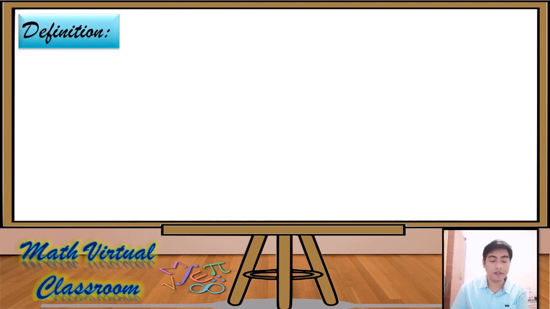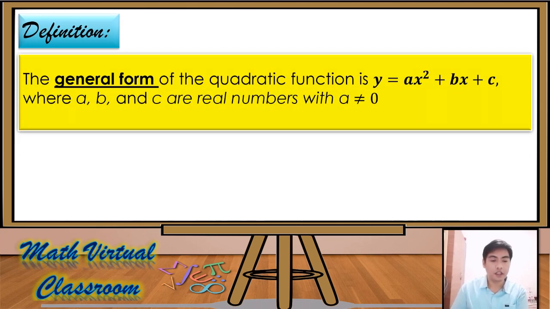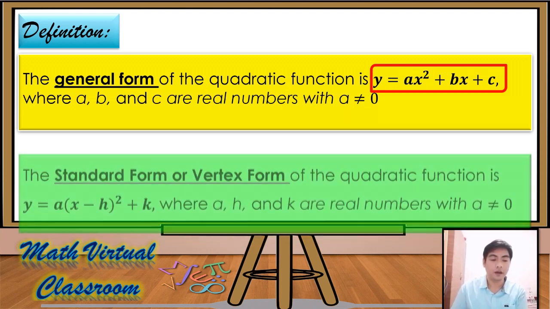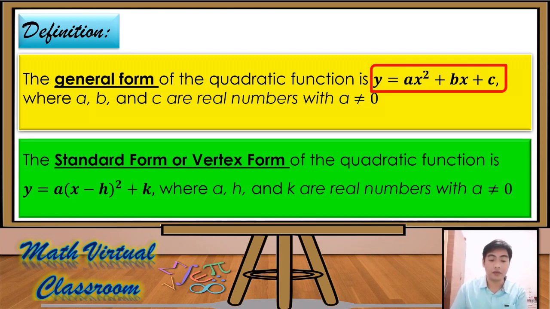Let us first have some definitions. The general form of the quadratic function is y equals ax squared plus bx plus c, where a, b, and c are real numbers with a not equal to 0. While the standard form or vertex form of the quadratic function is y equals a times quantity x minus h squared plus k, where a, h, and k are real numbers with a not equal to 0.